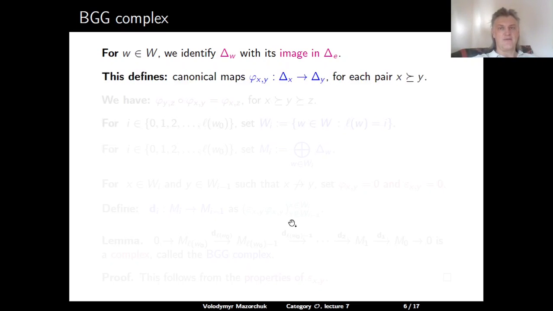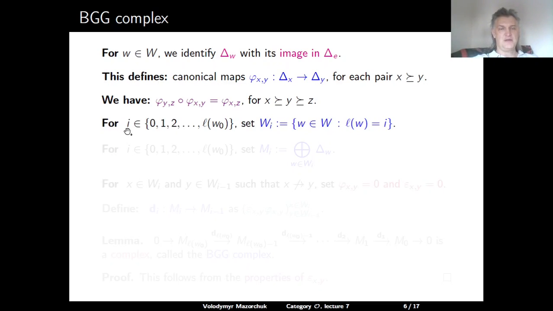In particular, for each x and y related in the Bruhat order, this defines the canonical map, which we denote by phi xy, from the Verma module delta x to the Verma module delta y, since both are now realized inside delta e. And of course, directly from the definition, we have that if x, y, and z are related in the Bruhat order, then the composition of phi xy with phi yz is equal to phi xz. This follows directly from the definition.